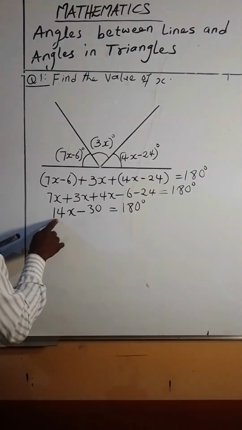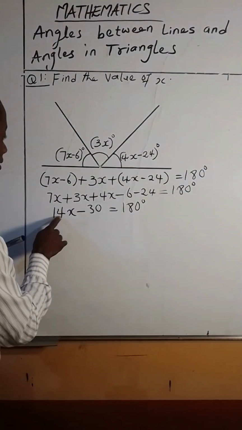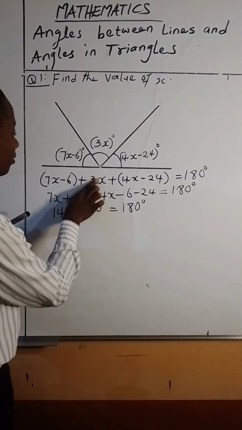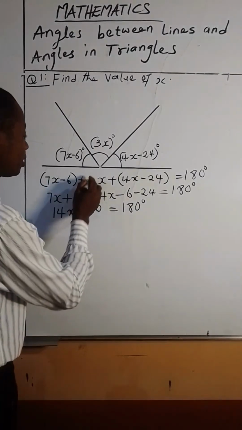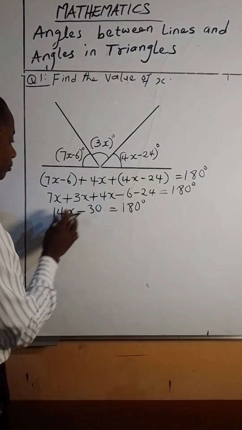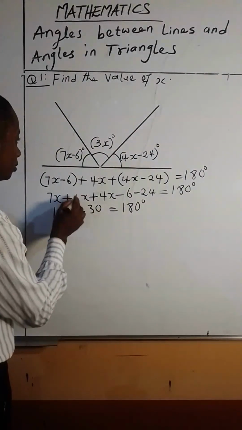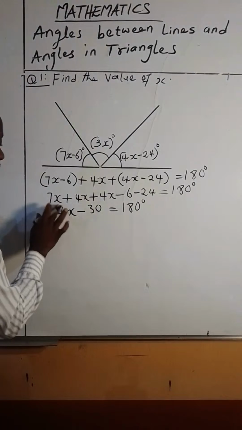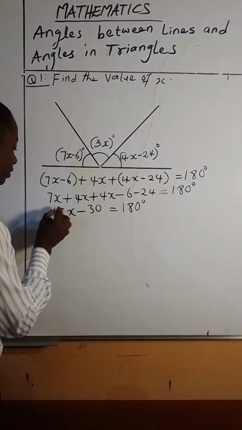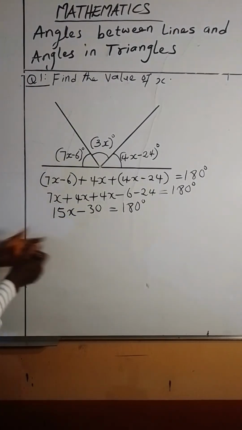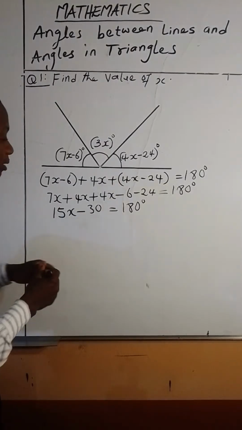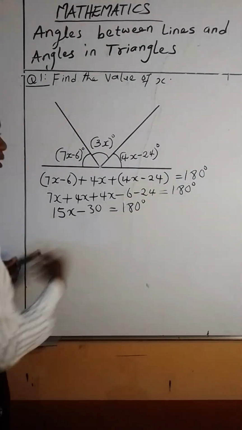So we may even change this one. Let's make here 4x, so that we can have our 15 here. We have our 15x here minus 30 degrees equals 180 degrees.